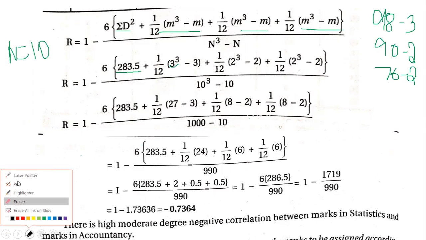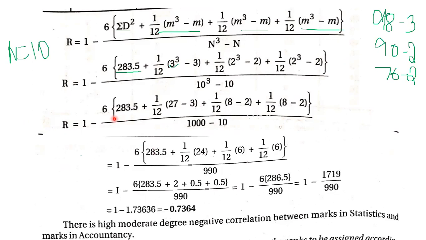So in the next step, after taking the cubes, start doing the simplification. 27 minus 3 is 24, 8 minus 2 is 6, 8 minus 2 is 6, 1000 minus 10 is 990. Now 1 by 12 into 24, you will get 2 as the answer. 1 by 12 into 6, you will get 0.5. 1 by 12 into 6, again you will get 0.5.